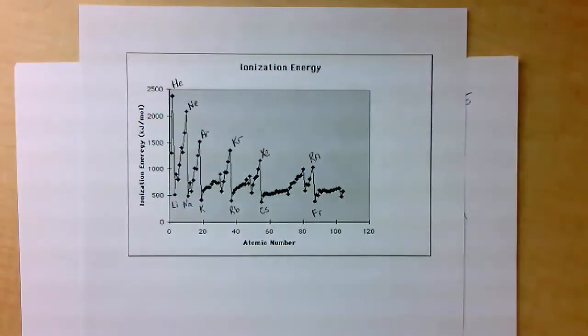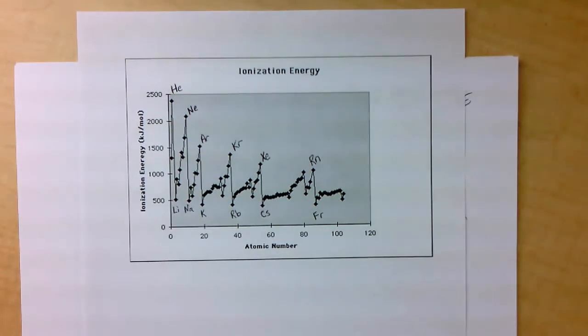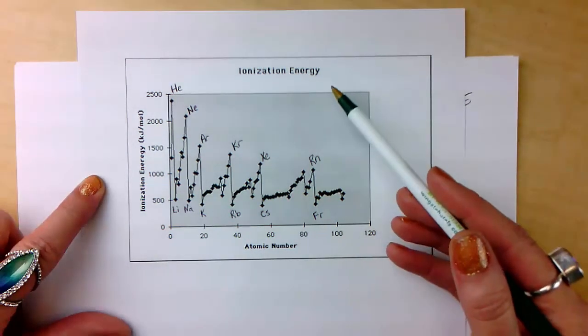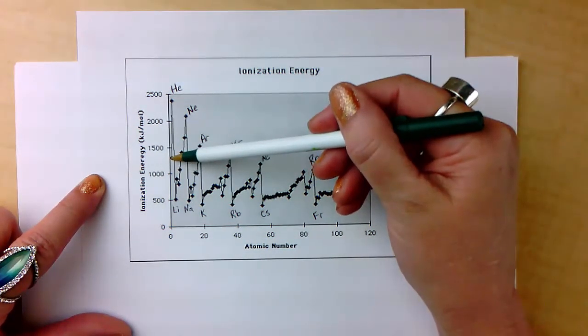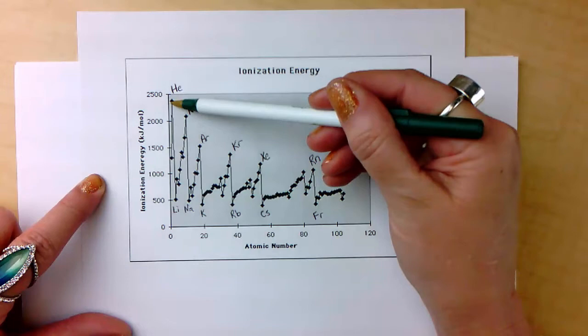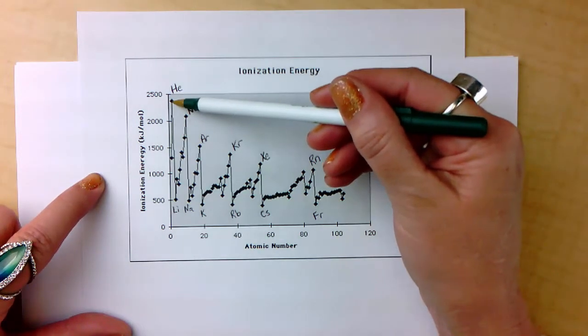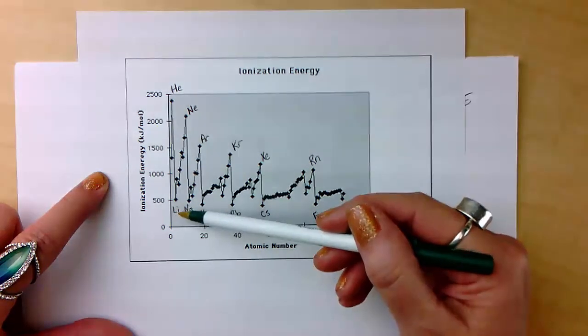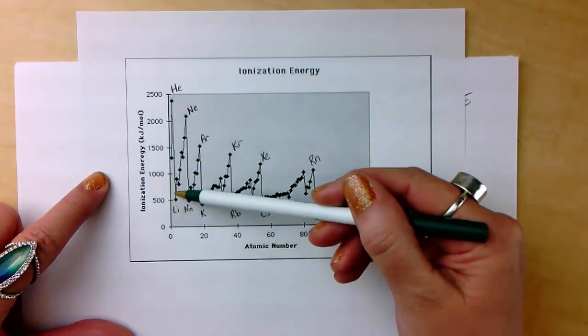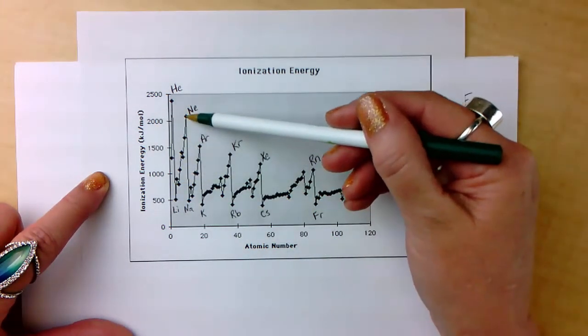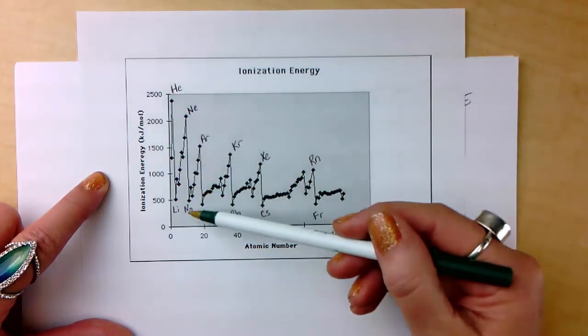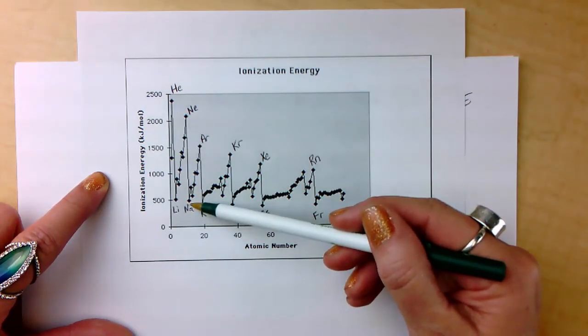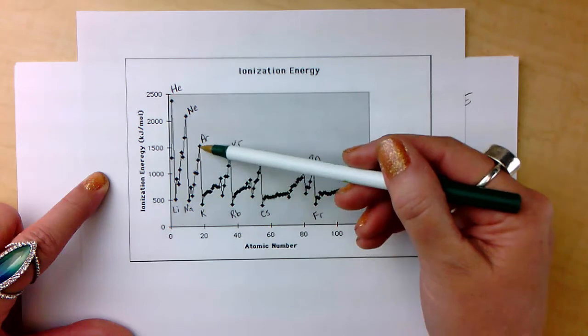Here's actually a graph of the periodic table showing ionization energy. Here's hydrogen. Here's helium. Look how far up we went. Very high ionization for helium. Then we go down to lithium. And as we go across, we increase to neon. And then we go down for sodium. And as we go across, we increase to argon.